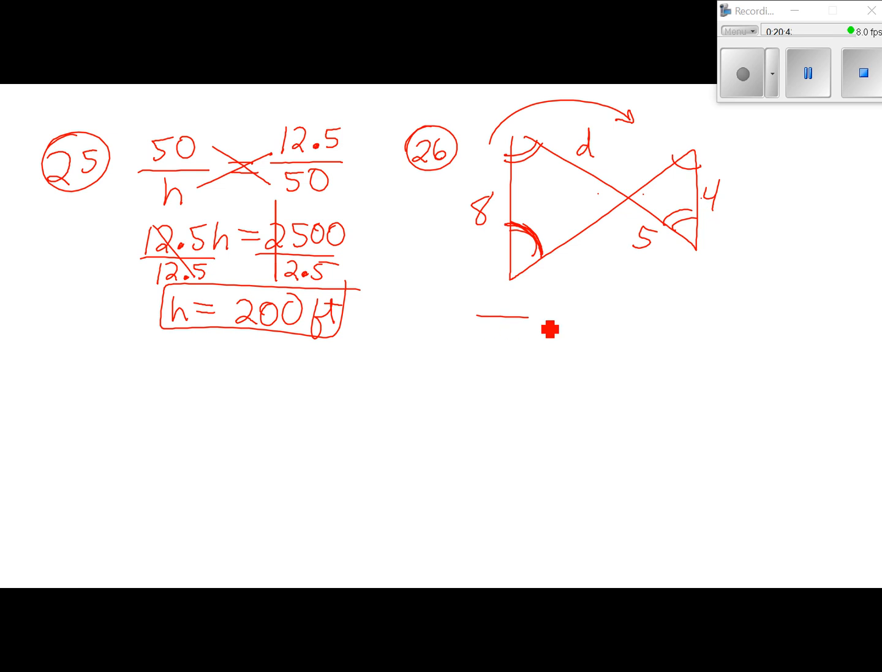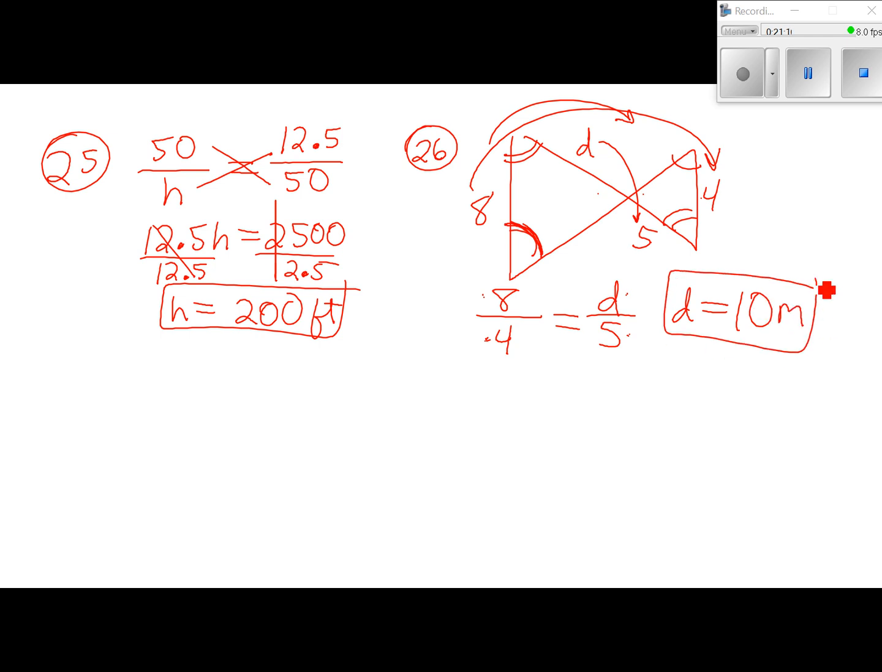The 8 is gonna match up to the 4. The D is gonna match up to the 5. So the D matches up to the 5, the 8 matches up to the 4. This is another one of those that if you look at this, the top here is twice as big as this bottom, so the top over here should be twice as big here. So just from that, D is going to be 10, and that's meters. If you do out the multiplication, that's 4D equals 40. And you could solve it there and figure out D is 10.